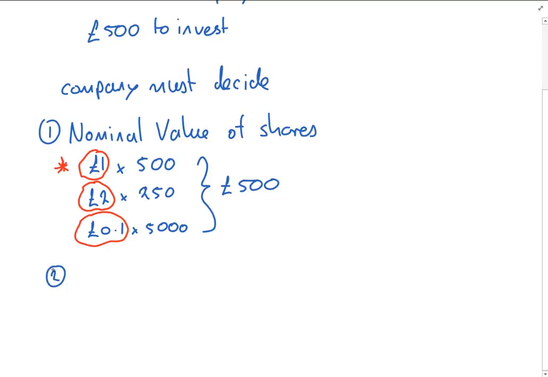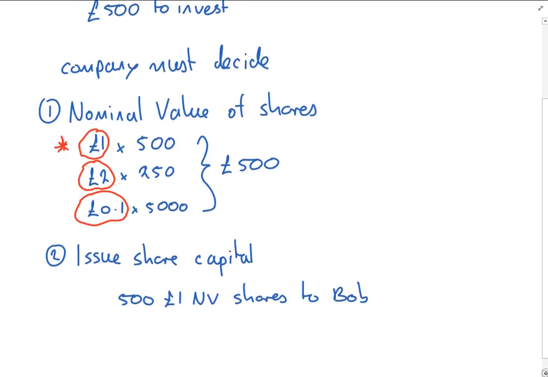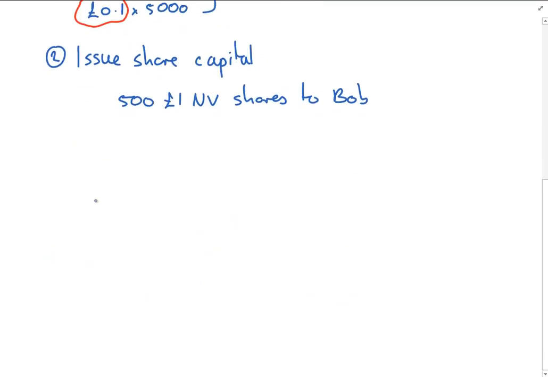So, the only other thing it must do is to issue. So it's got to decide to issue the shares to Bob, and we're going to issue 500 £1 nominal value shares to Bob. Okay, so Bob's now running the business, and over time the business proves to be quite successful. So sometime later, I don't know, let's say 5 years later, Erica arrives on the scene and wants to invest in ABC.